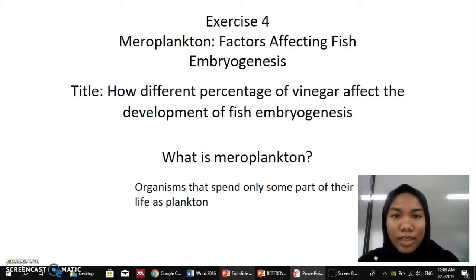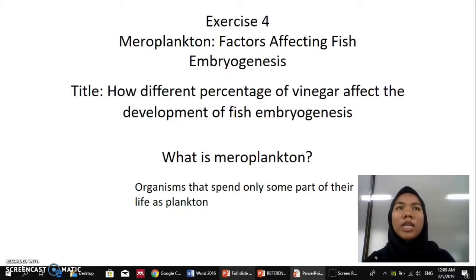So in this exercise 4, Meroplankton, factors affecting fish embryogenesis. In this case, our group chose the title, How Different Percentage of Vinegar Will Affect the Development of the Fish Embryogenesis. So what is meroplankton? Meroplankton is an organism that spends only some part of their life as plankton, and then they will metamorphose and become the next stage, which is the other form of the organism.